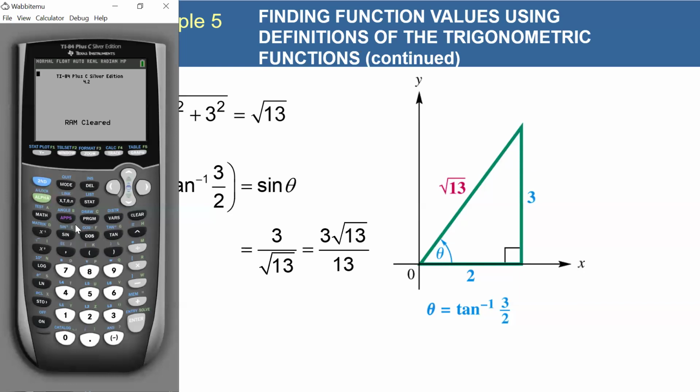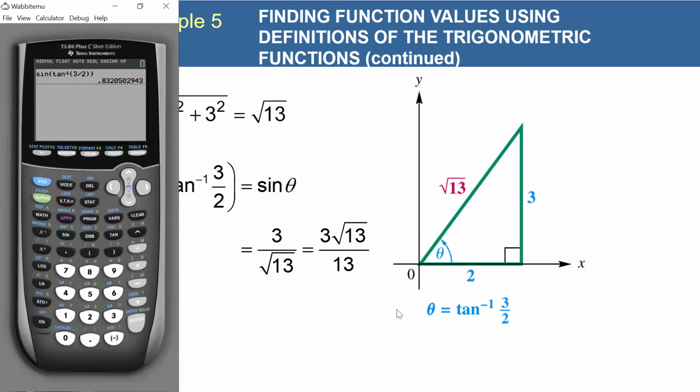So if I'm doing this by calculator, it'd be sine, second, tangent, 3 divided by 2, close parentheses, press enter. That's the value, right? Using the calculator. If it asks for an approximate value, cool. But if you're looking for the exact value, you're going to have to create your triangle and find it, okay?